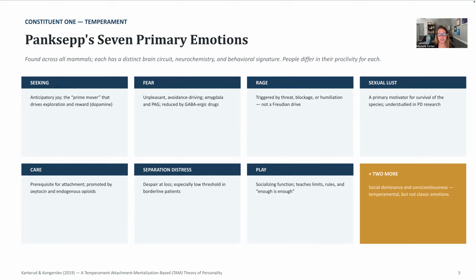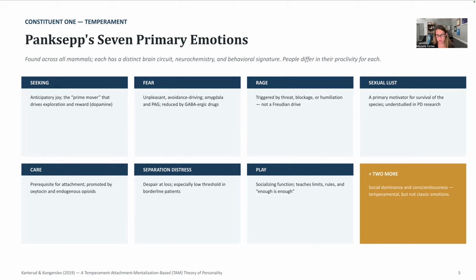Then there's separation distress. And we feel despair at loss, especially low threshold and borderline patients. So for some individuals, especially with BPD, they feel loss at a very low level. So it could be where somebody just goes to the store and they feel that acutely because of how they experience their primary emotion and their proclivity for the emotion of separation distress.